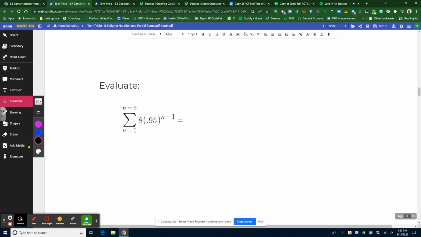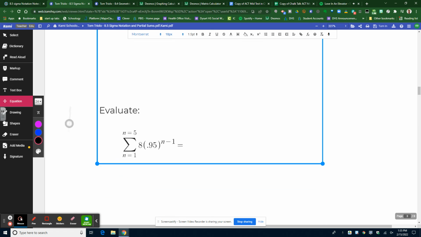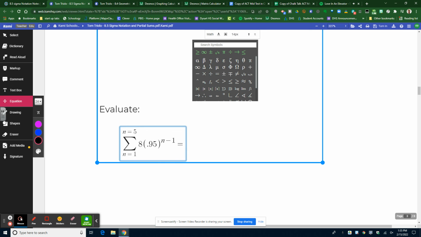Okay. So this time, there we go. So S sub 5, I'm only looking at 5 terms, equals fraction bar. I'm looking at my other formula, A sub 1 times 1 minus r to the n over 1 minus r. So my first number, again, plug in 1. 1 minus 1 is 0, but 0.95 to the 0 is 1, and 1 times 8 is 8. So my first number is 8.